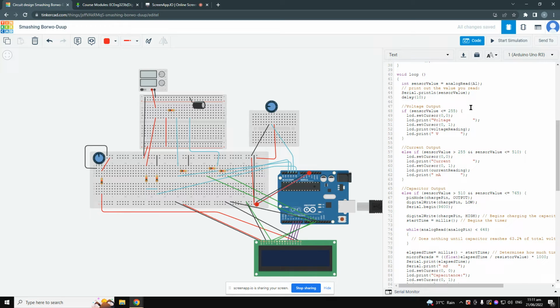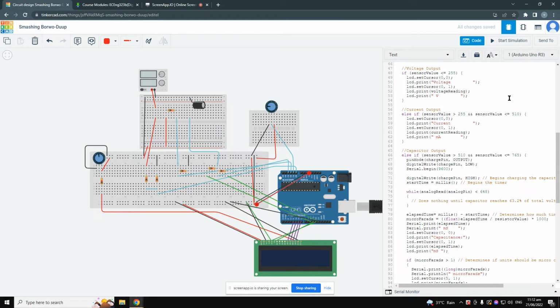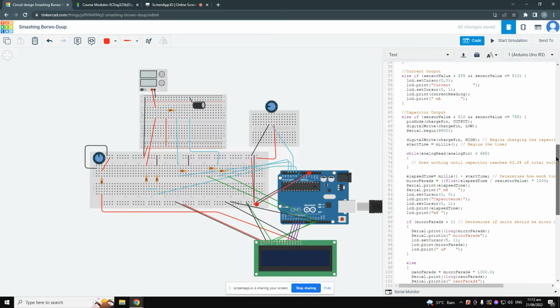Else if sensorValue is greater than 255 and sensorValue is less than or equal to 510, lcd.setCursor 0, 0, lcd.print current, lcd.setCursor 0, 1, lcd.print currentReading, lcd.print mA. So let's go to capacitor output.